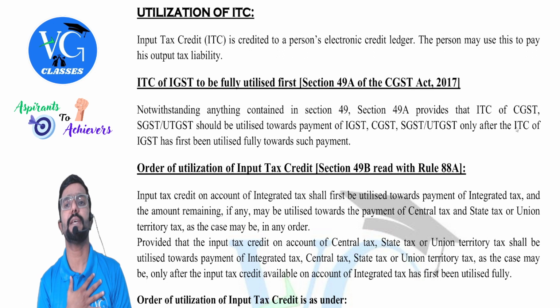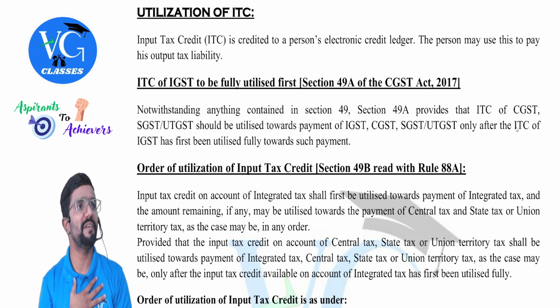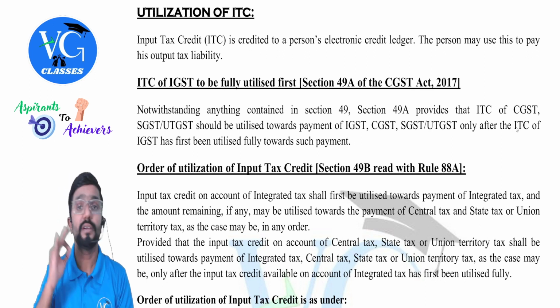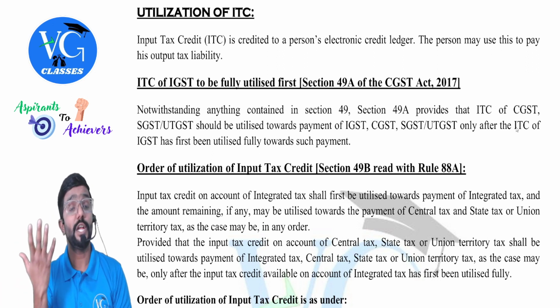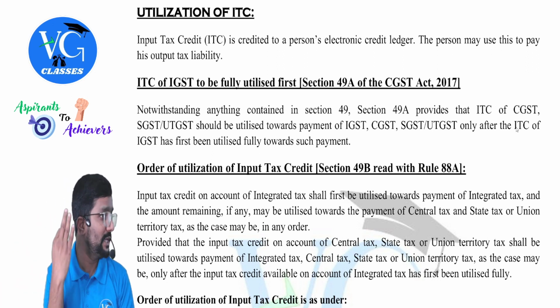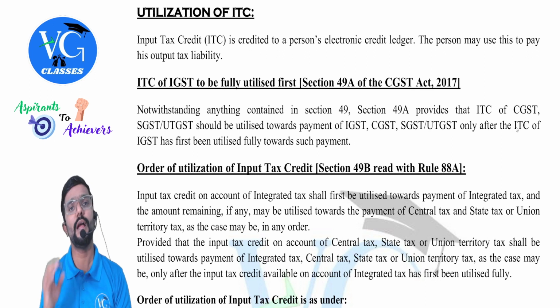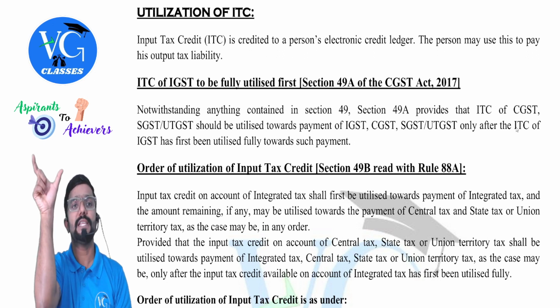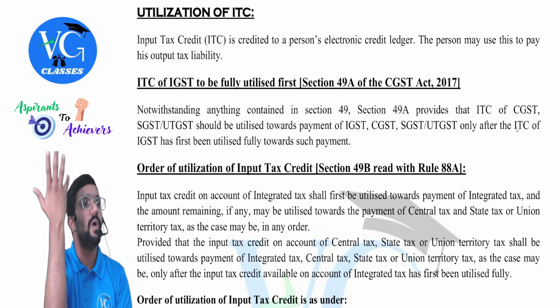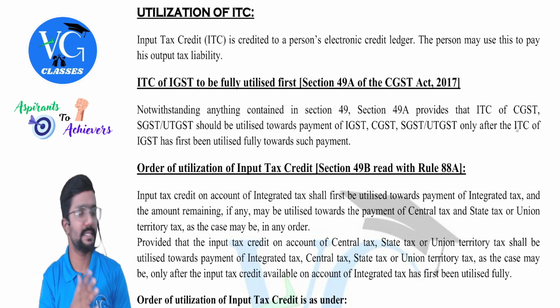But whatever credit is available for me on my inward supply, where will it appear? In the electronic credit ledger. Such kind of MCQ questions also might be asked. Please be careful. And whatever is the balance in the credit ledger, I can use it to pay what? Output tax.